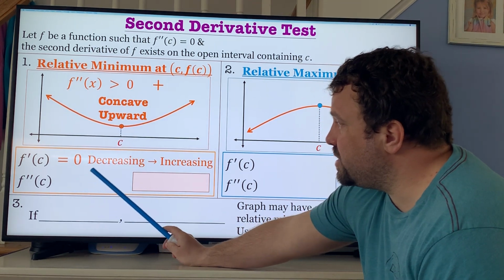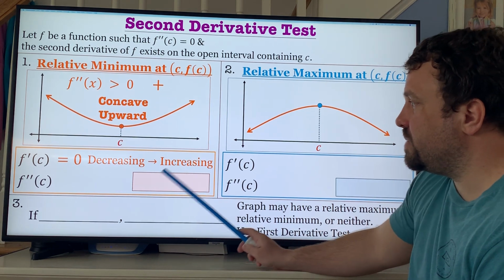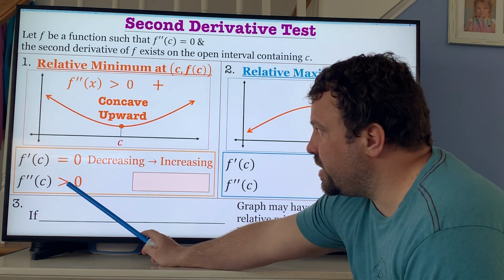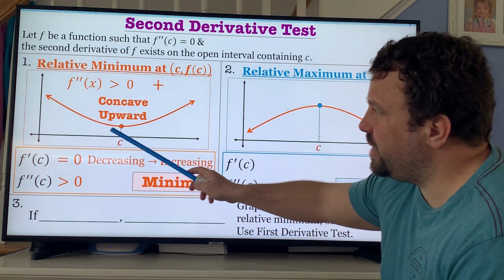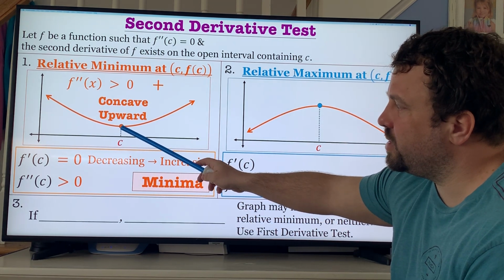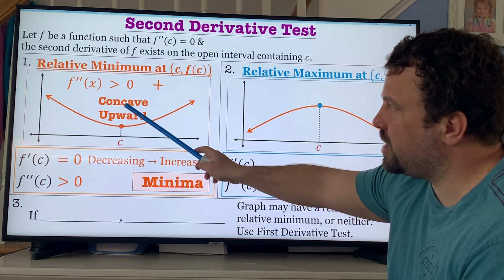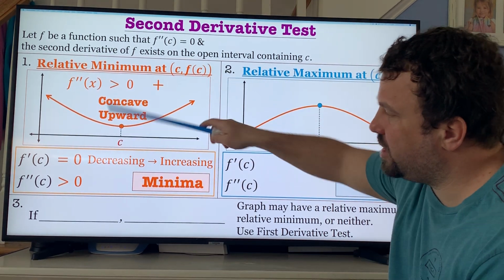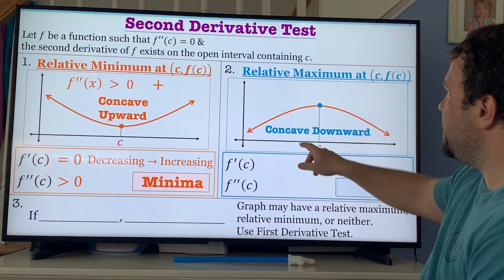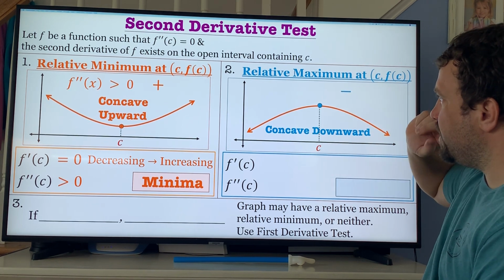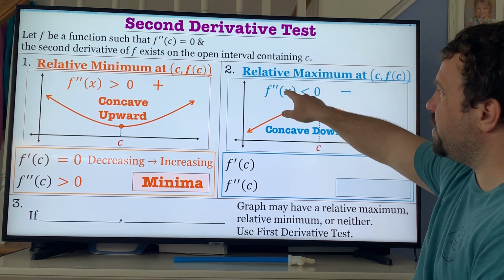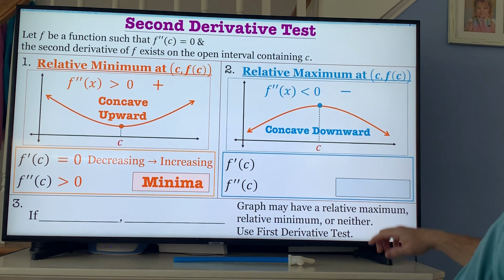And this means you're going from decreasing to increasing. Now, if this is greater than 0, it means you have a minimum. So this being 0 means there's an actual extrema at this point. And when this is greater than 0, you're in concave upward, so it has to be at the bottom. Right here. See how this is concave down? It's negative, because f double prime x is less than 0.